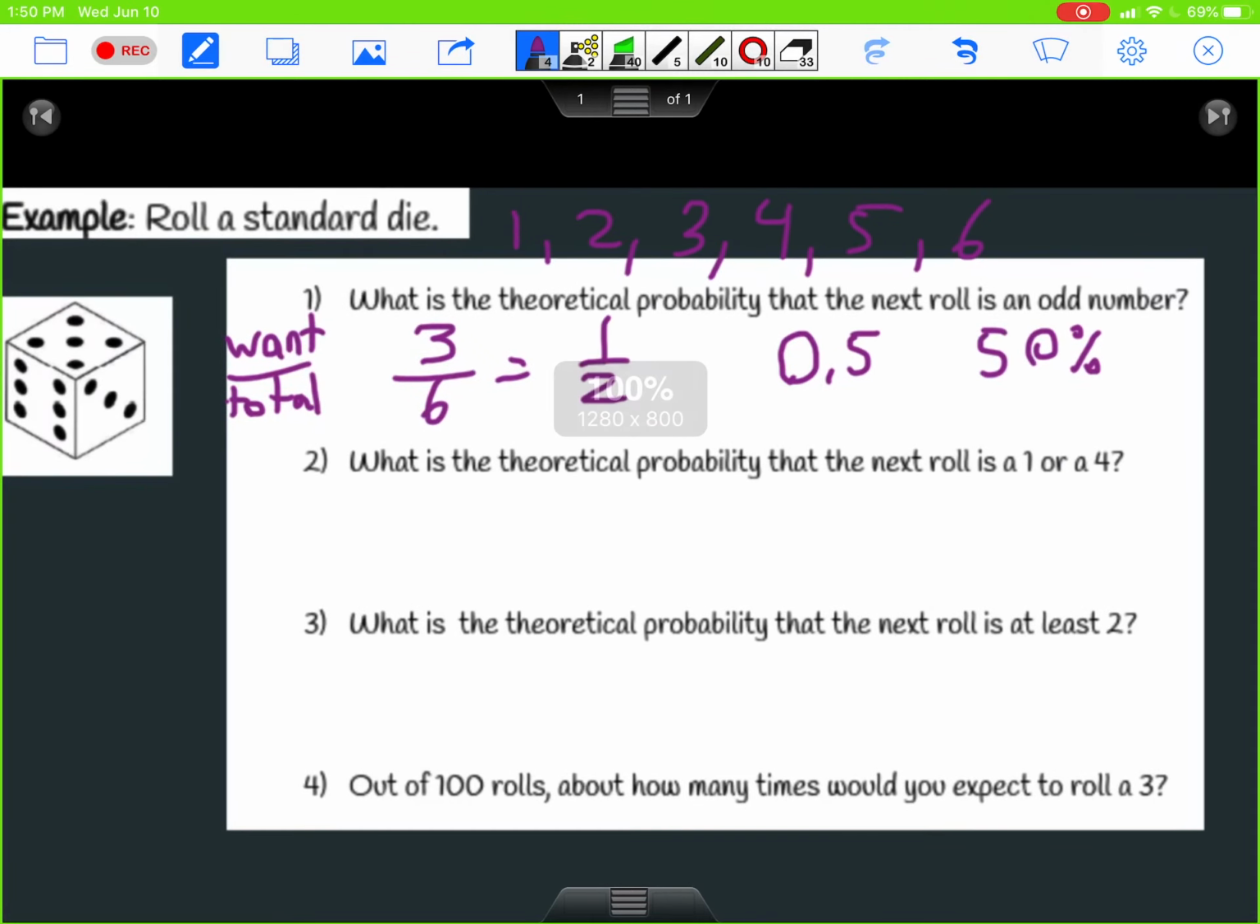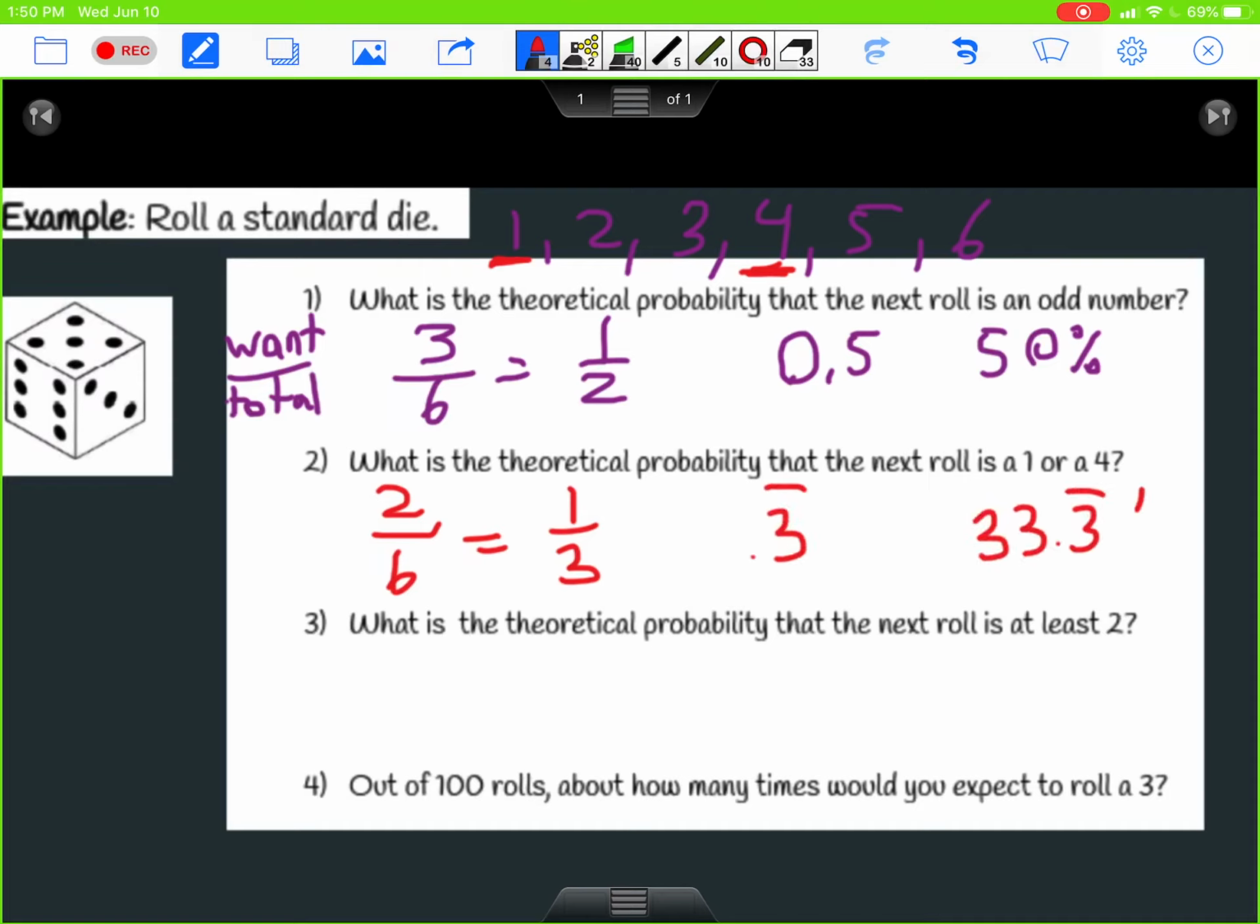Number 2, what is the probability of getting a 1 or a 4? So I want a 1 or a 4. That gives me 2 choices out of the total of 6 choices, which is 1/3, or 0.3 repeating, or 33.3 repeating percent. This is just more of what we've been doing. I'm going over it one more time so you see the word theoretical. What we've been doing so far is theoretical.